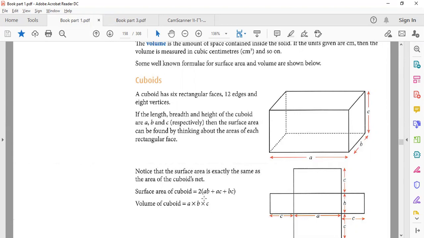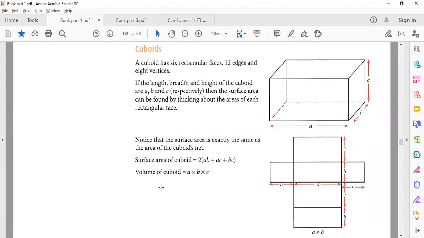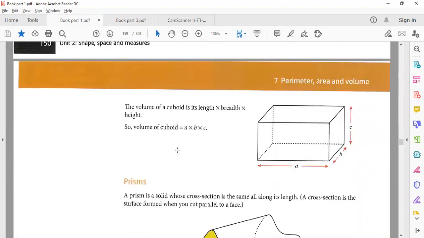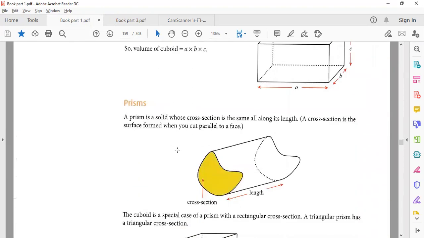And if I'm talking about the volume of the cuboid, you just simply multiply A times B times C. So like that you can solve the rest of them.